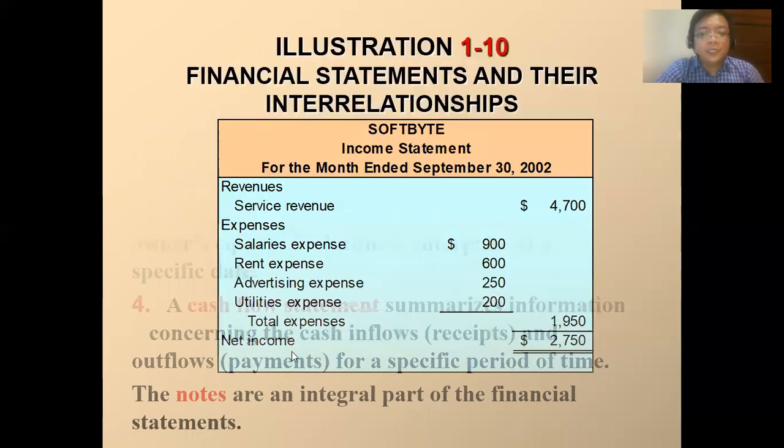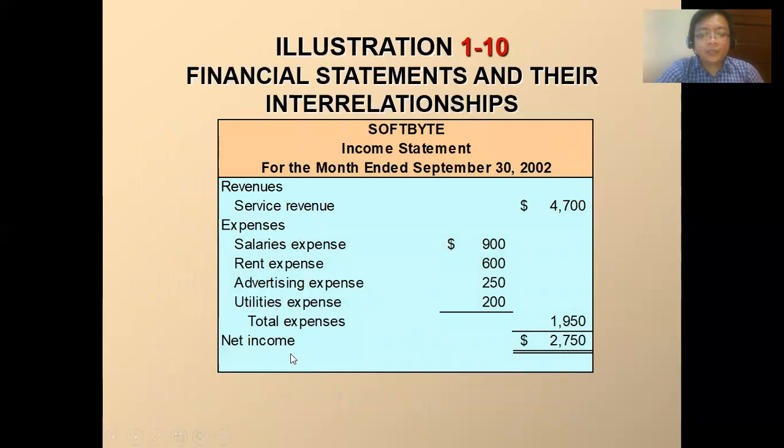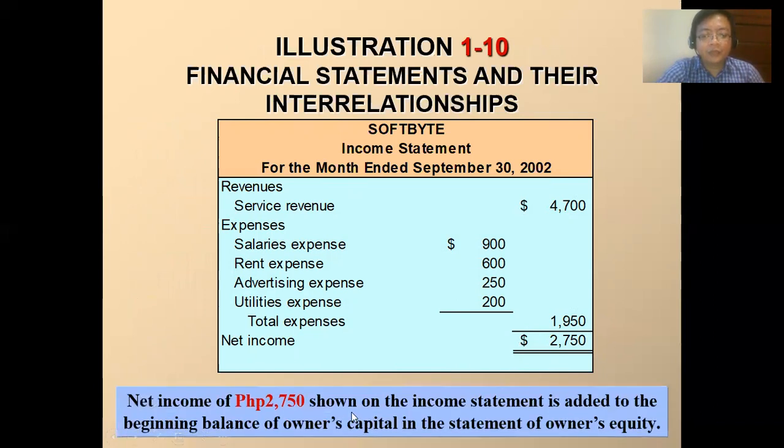All right. So I'll give you an example of the income statement of a service company. As we discussed a while ago, ito na yung income statement niya. So magkano ang net income pala? 2,750 pesos, ha? All right. The 2,750 should be added to your owner's equity, di ba? Why? Because the revenue and expenses are all closed to the owner's equity.